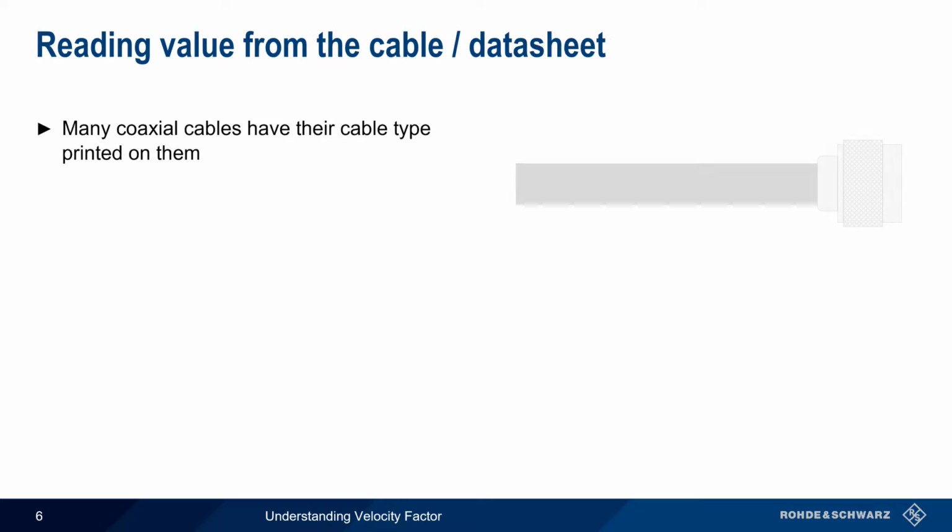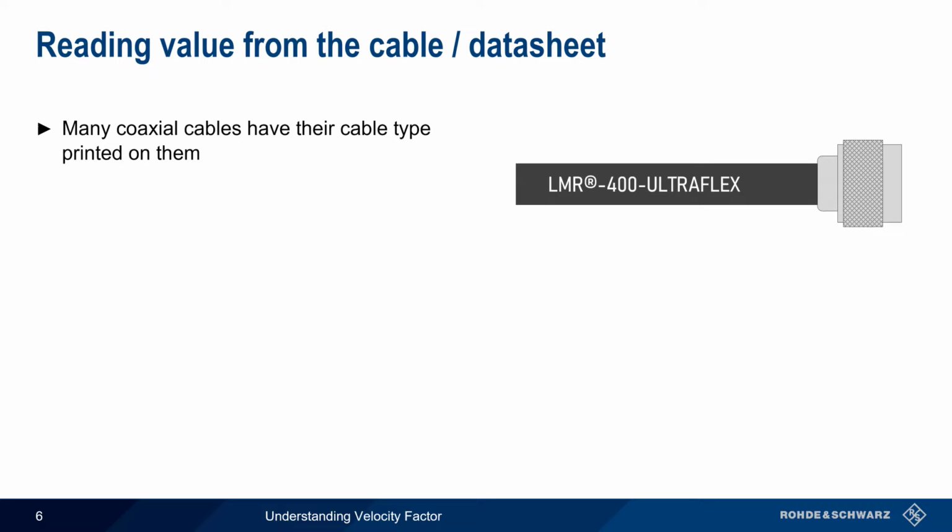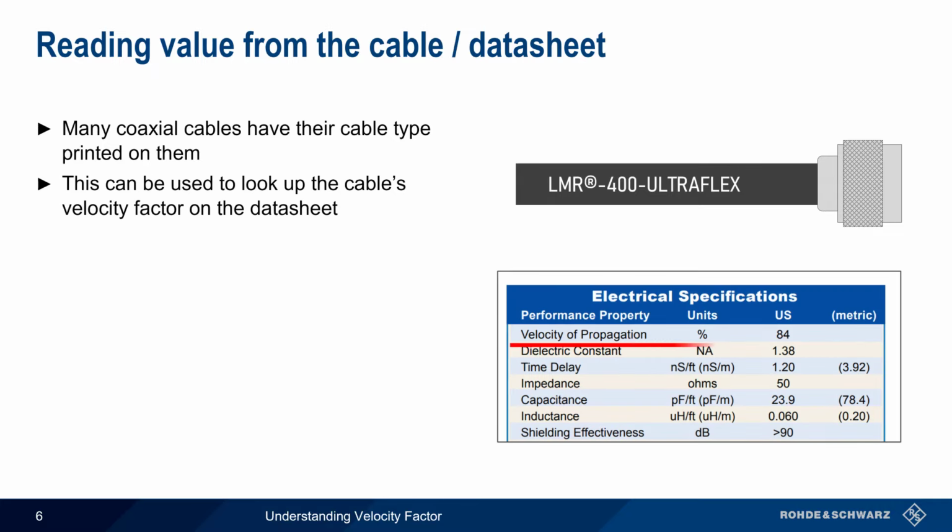Many coaxial cables have their cable type printed directly on them, and this can be used to look up the cable's velocity factor from the datasheet. Here we have a nominal velocity factor of 0.84 for Times Microwave LMR 400 Ultraflex. Although the information is somewhat redundant, this same information is often given as a time delay in nanoseconds per meter or foot. Light moves at about 1 nanosecond per foot in a vacuum.